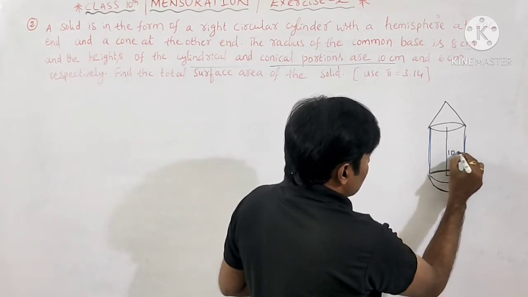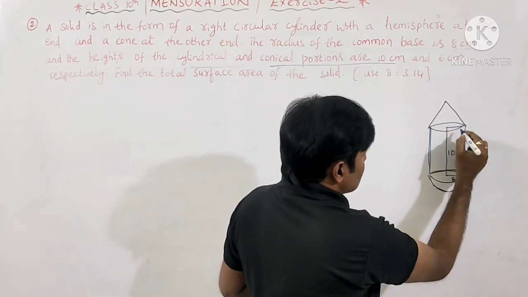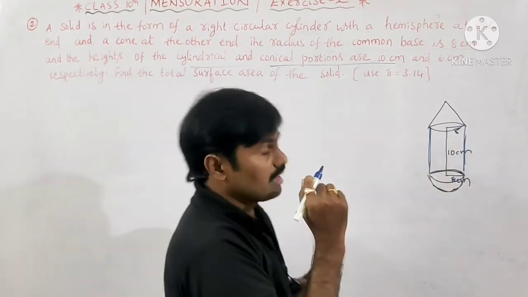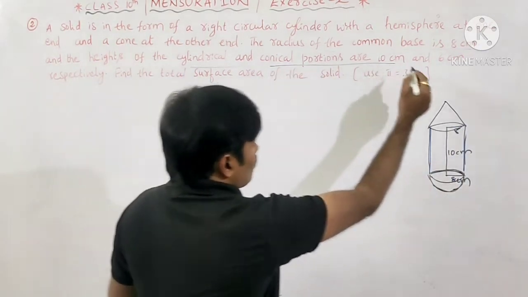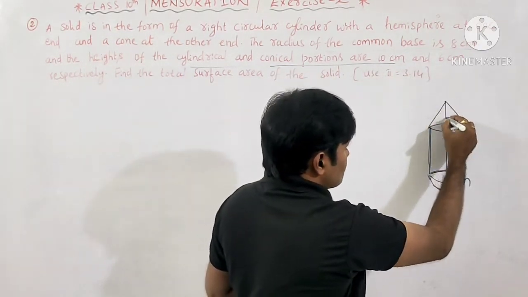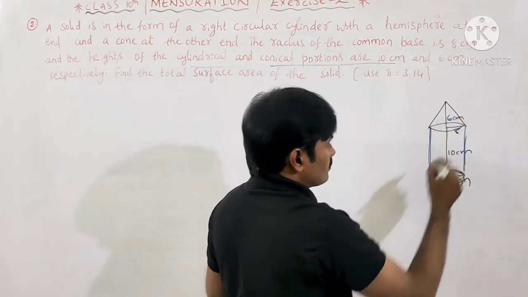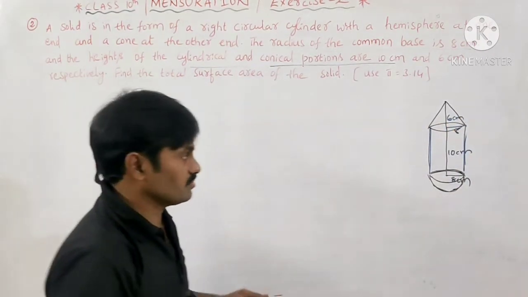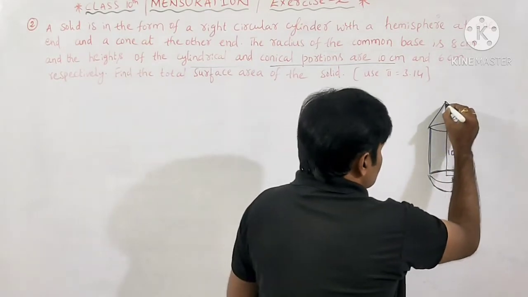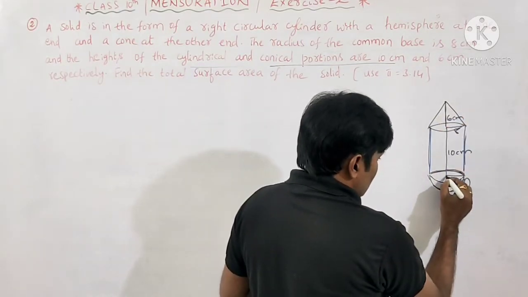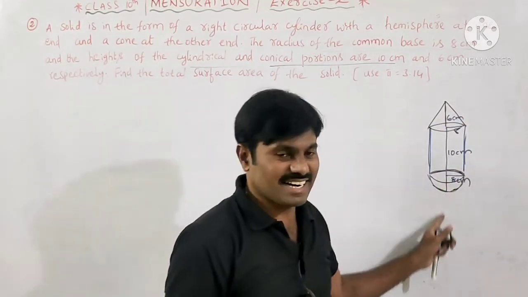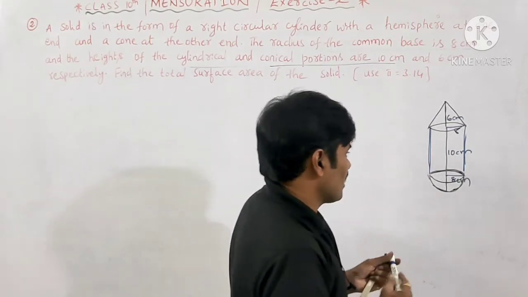This is called height, 10 centimeters. Okay, it is 8 centimeters. And the conical portion height is 6 centimeters. This is 6 centimeters. Okay, clear? And it is nothing but again the radius, so this one is also 8 centimeters.